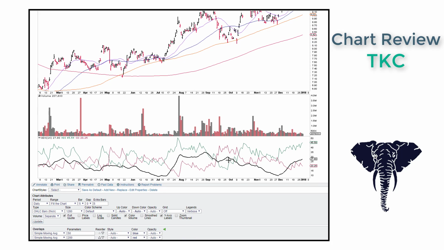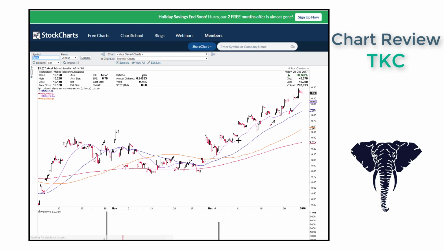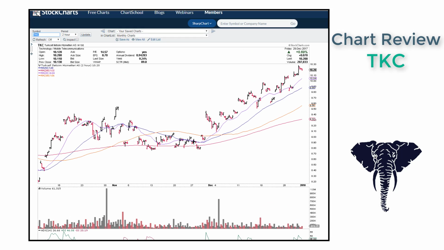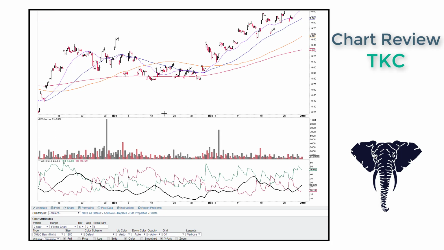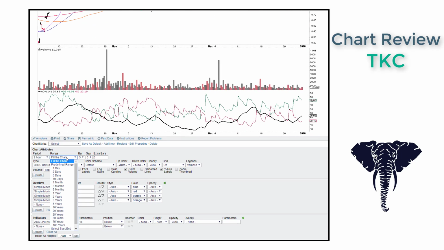If we look at a 4-hour chart, we may be able to, let's see here. Oh, we don't have 4 hours on here, just 2 hours. It might be a little choppy here. We're looking at 2 hours and we're not going to have that time frame. Let's go back 6 months.